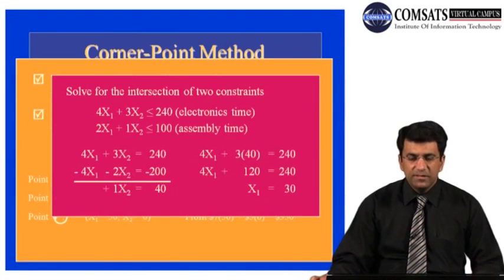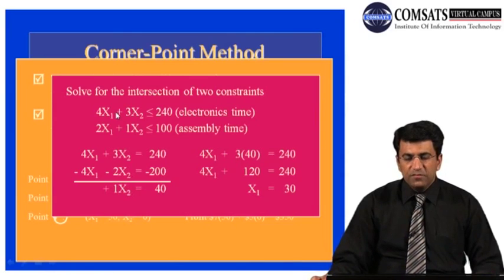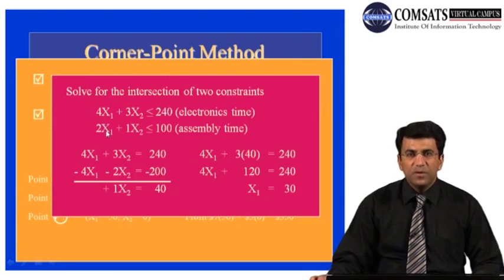You must know about this method. Now what we did, we converted them into equations and we multiplied the second equation by 2. Why 2? Because when we multiply it, the coefficients of x1 in both equations become equal, and when we subtract, one variable will cancel, and we will be able to find the value of the second variable.